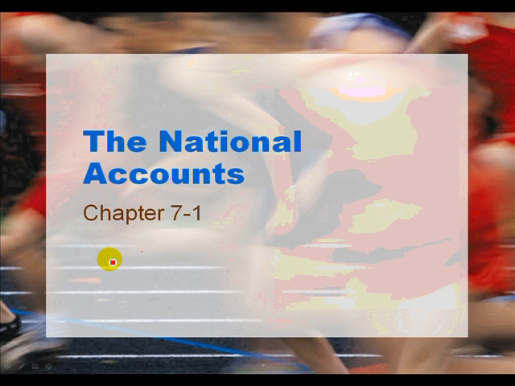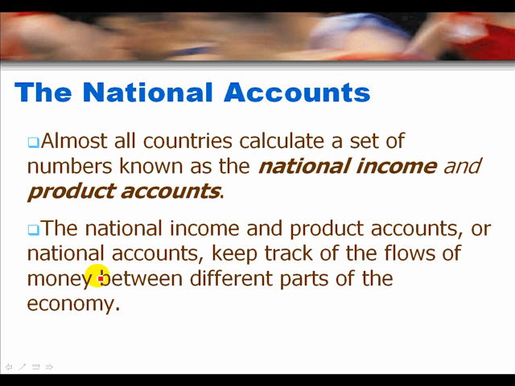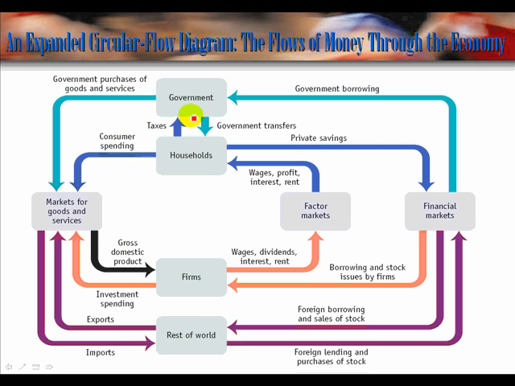Chapter 7-1. National accounts. Almost all countries calculate a set of numbers known as the national income and product accounts. The national income and product accounts, or national accounts, keep track of the flow of money between different parts of the economy.